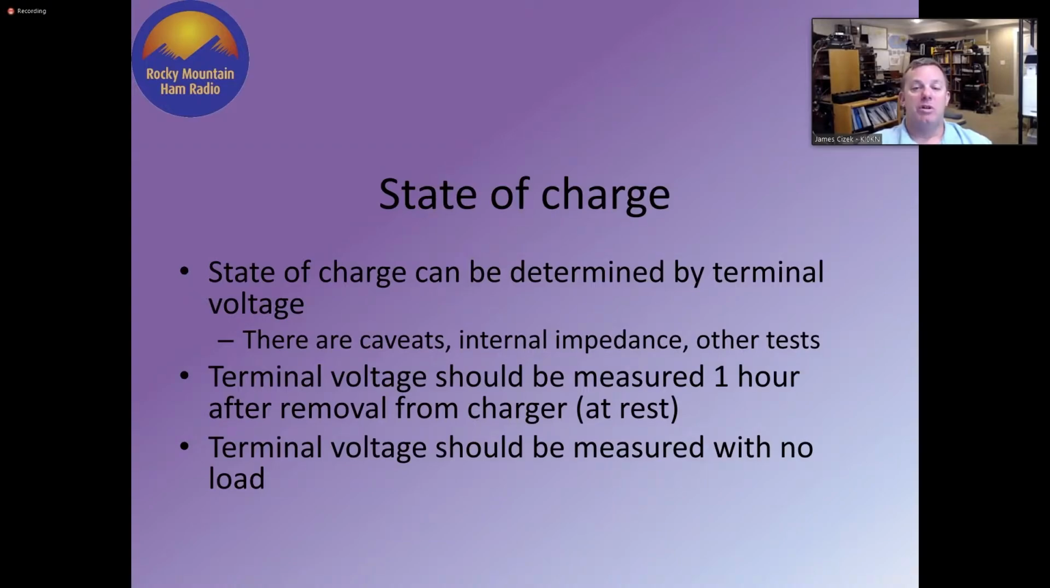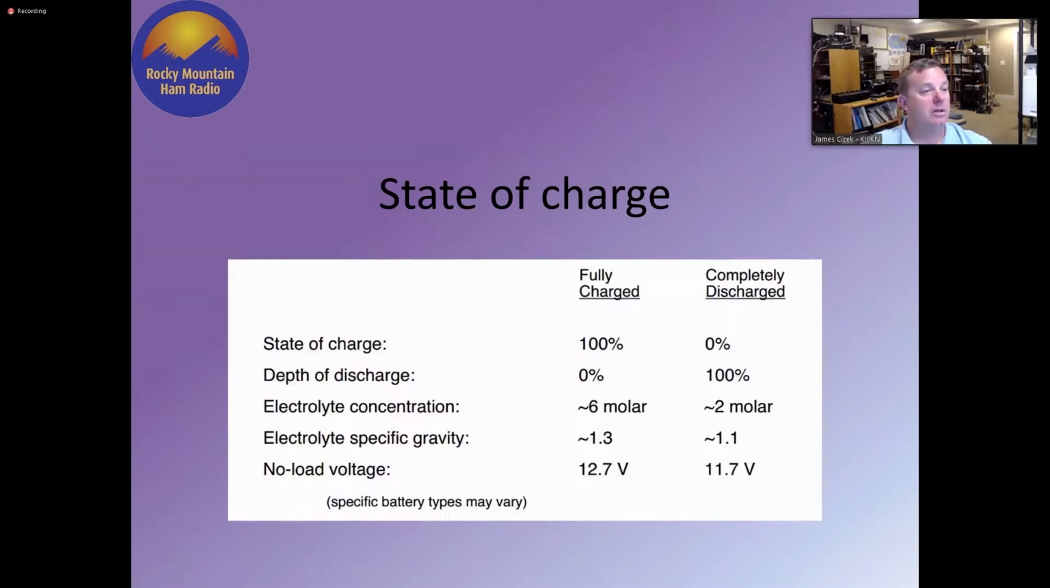Terminal voltage should be measured 1 hour after removal from the charger with no load connected. That would give you the most accurate measurement. And that should be measured with no load, nothing attached. Now, this chart shows something kind of interesting. These numbers can be argued a little bit, but they're not off by much, depending on all the experts. The important thing here is to look at the voltage of a fully charged battery to a completely discharged battery.